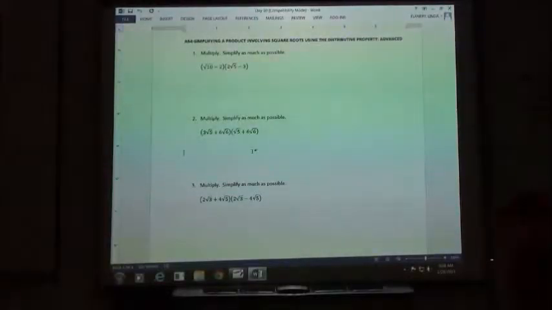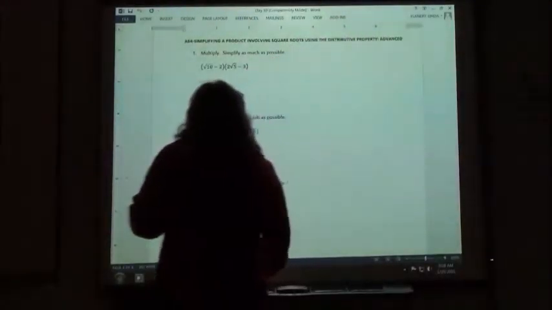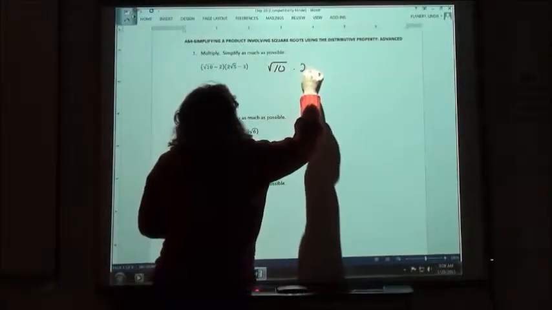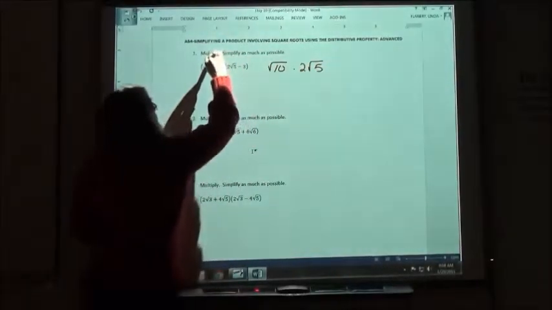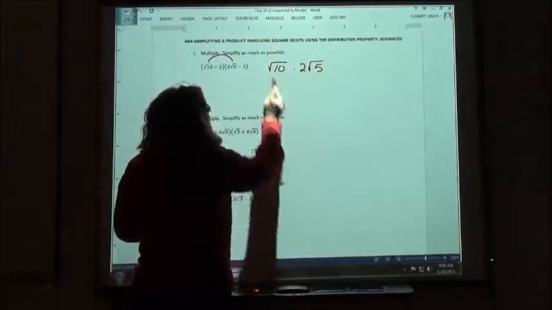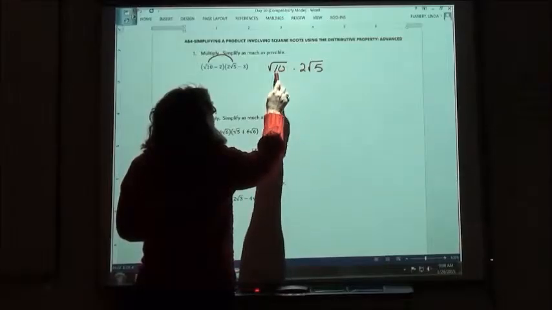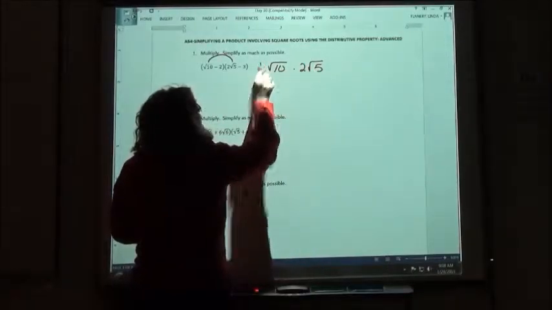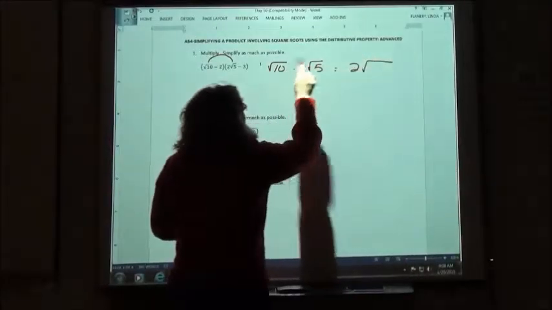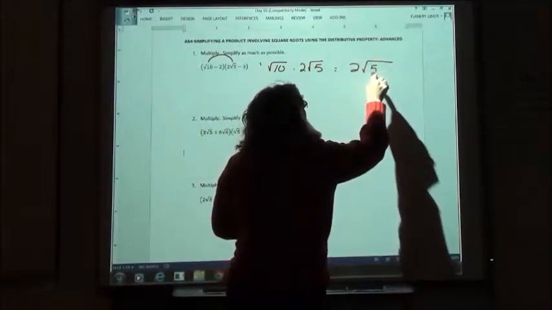All right, so number one, when we're multiplying, we took the square root of 10 times 2 square root of 5. So we're foiling here. So square root of 10 times 2 square root of 5, I'm multiplying the front numbers together and the end numbers together. This is technically 1, but 1 times 2 is 2.